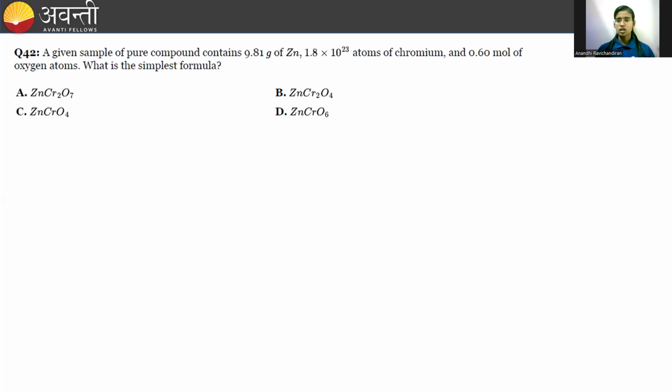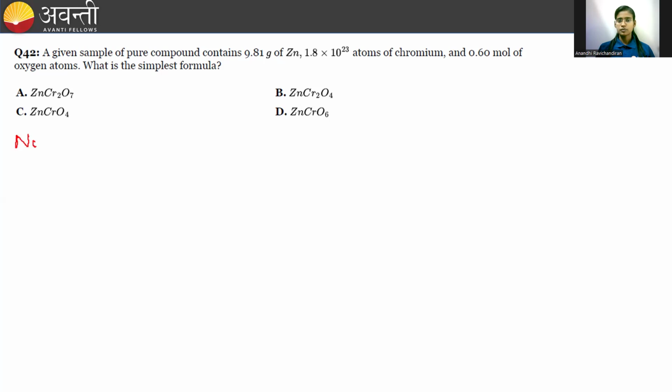Because zinc is given in terms of mass and the chromium is given in terms of atoms, and for oxygen, the mole value is given. So by just looking at these values, we cannot find out the simplest formula. We have to get the number of moles for all the 3 elements first. So to find out the number of moles, we have two formulas.